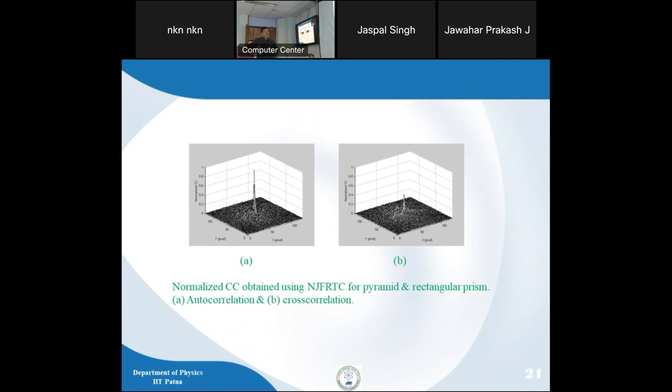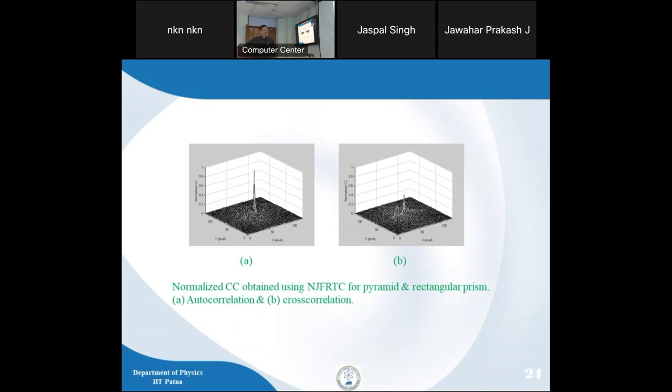Normalized cross correlation, we have used different schemes for the correlation, because one thing to be noticed here is that in the beginning, I said that there will be one DC and two autocorrelation peaks. But by means of some tools, we have removed the DC and one of the autocorrelation peaks. So here you see only one peak. Otherwise, in a normal conventional JTC, you will have a very strong DC and side by side two peaks. So what we are doing, we have used here.